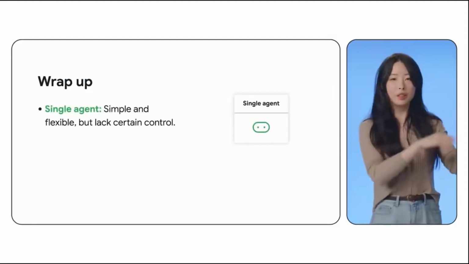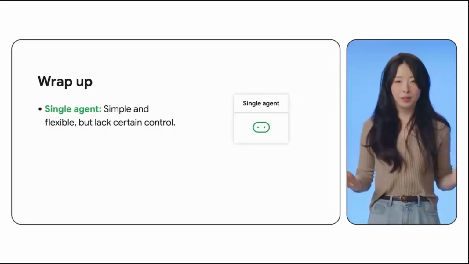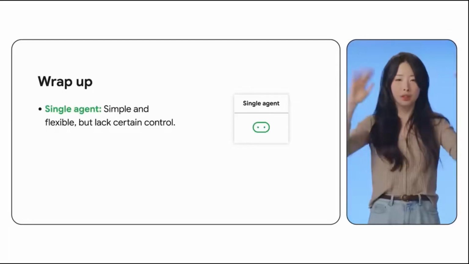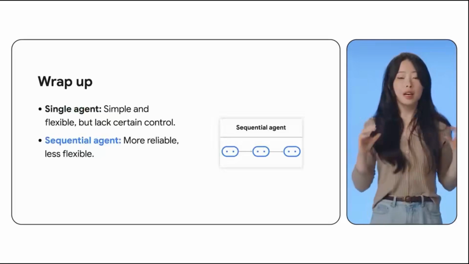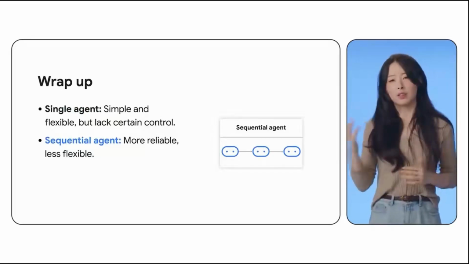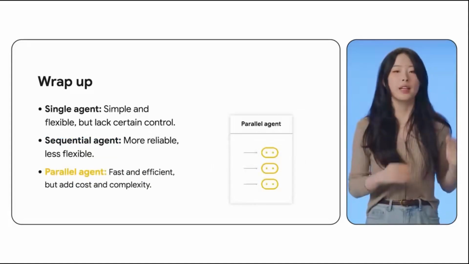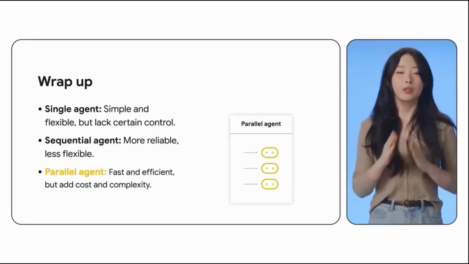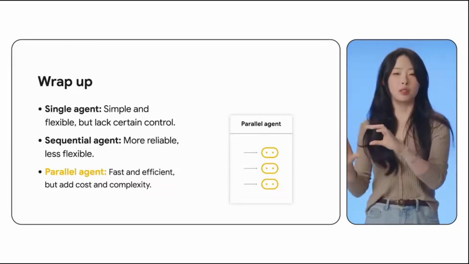Alright, let's recap what we covered so far. We covered the single agent. It is simple to implement. It can be very flexible, but it lacks certain control over the whole system. We also covered the sequential agent. It adds a certain level of control and makes the system more reliable, but it is not very flexible. And lastly, we covered the parallel agent. It is fast, efficient, and great for independent tasks, but it can add cost and complexity to your system.